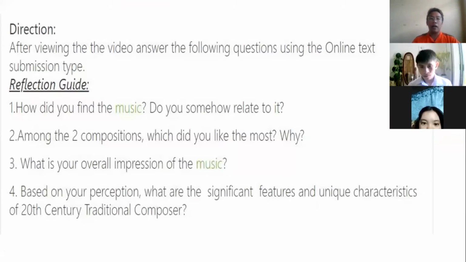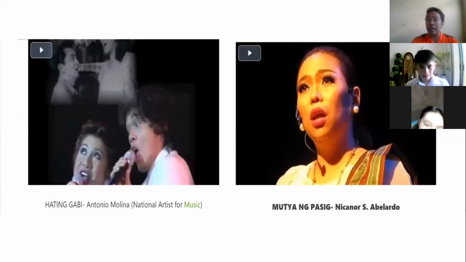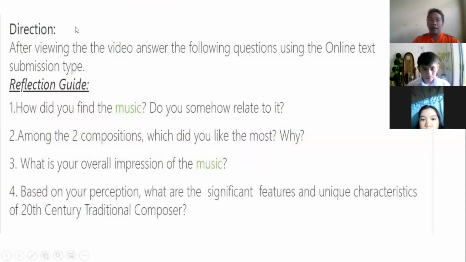The first guide question is, how did you find the music? Do you somehow relate to it? Just explain. Number 2, among the two compositions, what did you like the most? Anong mas nagustuhan mo? Si Hating Gabi o si Mutya ng Pasig? And just tell me why. Then number 3, what is your overall impression of the music? When we refer to impression, just give me some of the characteristics or elements of music para mas maintindihan ko yung explanation ninyo, no?